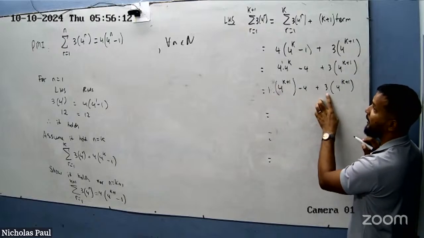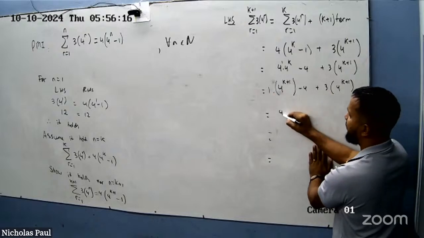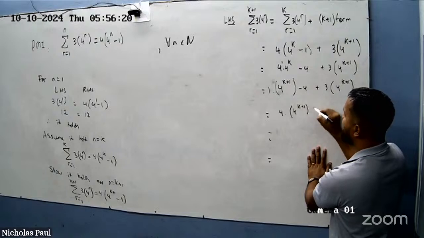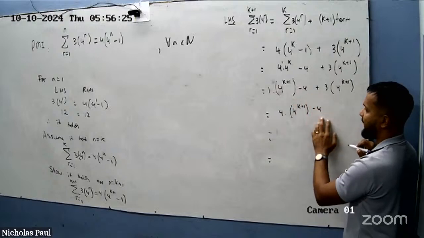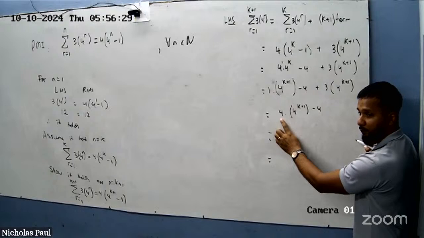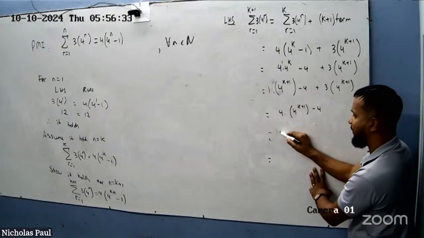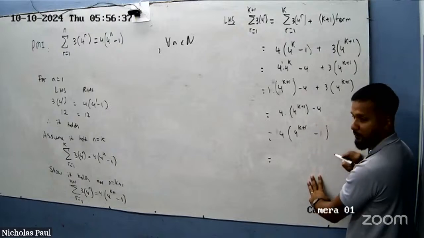This is 3, 4 to the k plus 1. 1 plus 3 is 4. So 4 to the k plus 1 minus 4. Please do minus 4 plus 3. Anyway, 1 plus 3 is 4, right? Everybody okay with that? And now I have 4 here and 4 here, so I can factor out 4, and I will get 4 to the k plus 1 minus 4.